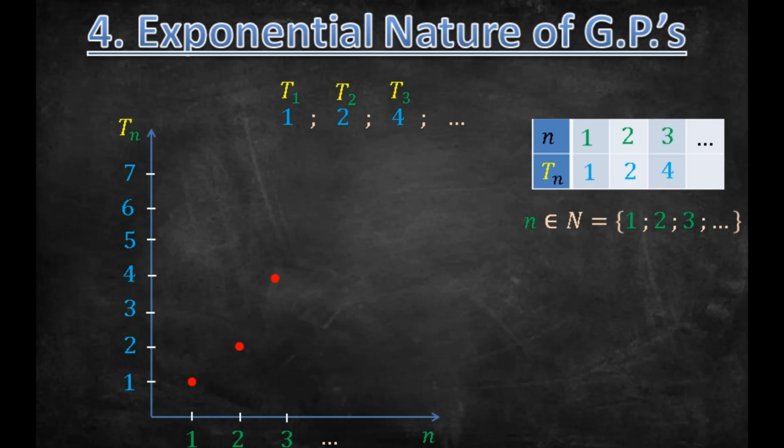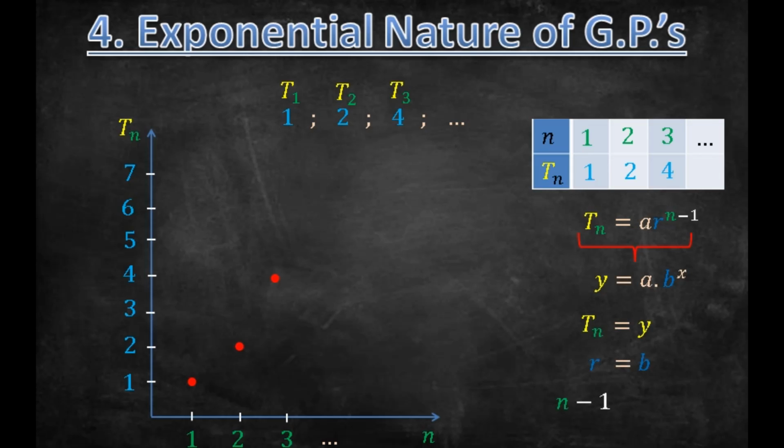natural number. Let's look more closely at the formula T sub n equals AR to the n minus 1. This is in the form y equals a times b to the x, which is an exponential equation where T sub n is y, r is b, and n minus 1 is x.